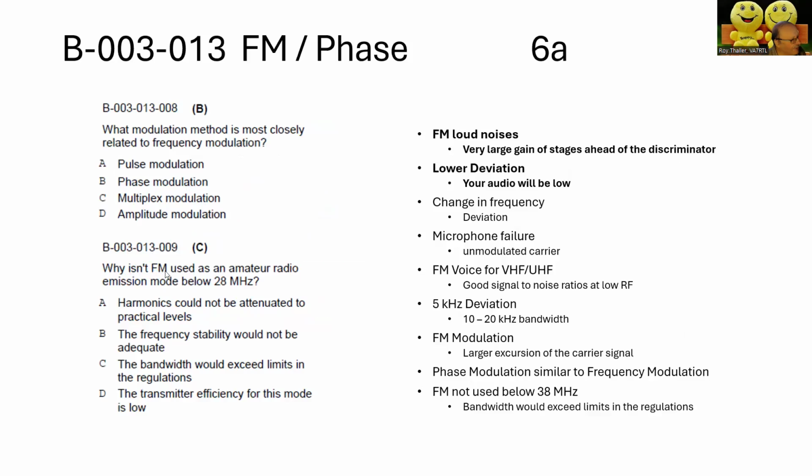Why isn't FM used as an amateur radio emission mode below 28 megahertz? That's because the bandwidth is too wide and would interfere with a lot of stations, and it exceeds the limits of the regulation. So C is the answer. The bandwidth would exceed limits in the regulation.